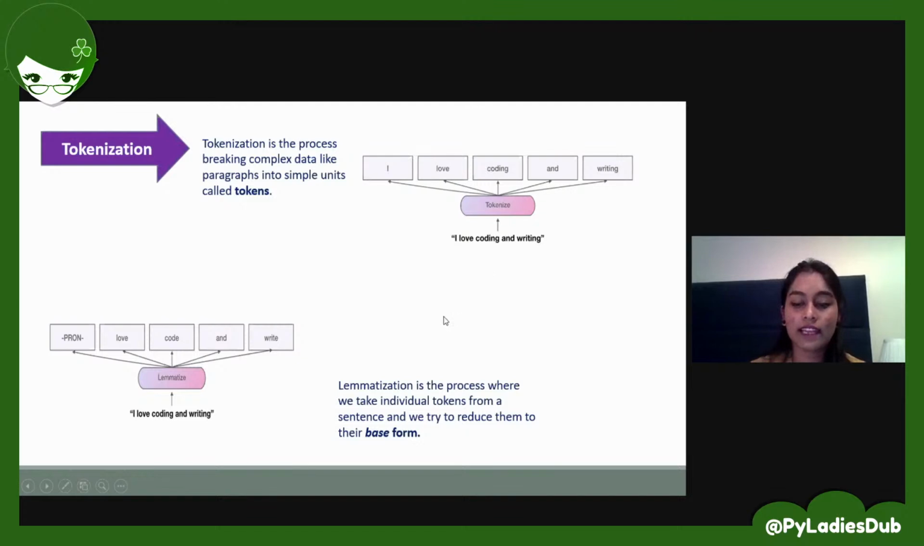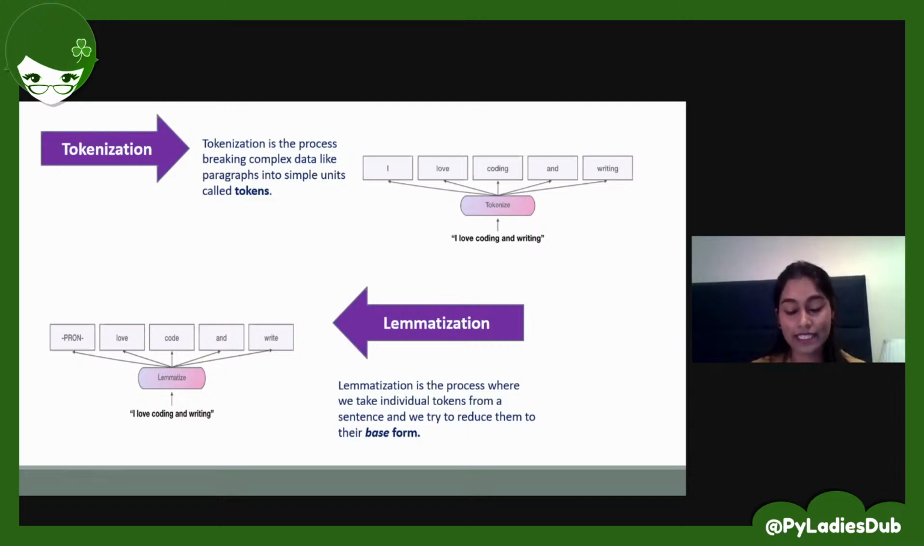And then comes lemmatization. Lemmatization is a process where we take an individual token from sentences and reduce it to its base form. By this I mean, if you look at the right-hand side, 'I love coding and writing.' Here, coding and writing are in the present continuous tense, and coding is converted into the base form, code. So after applying lemmatization, coding will convert into code, writing will convert into write. So this is lemmatization.